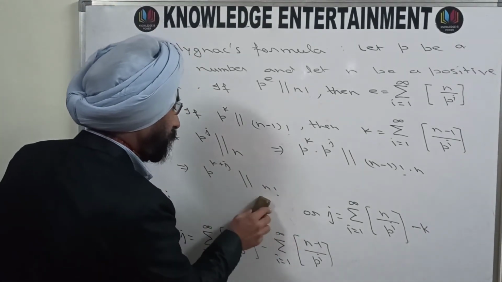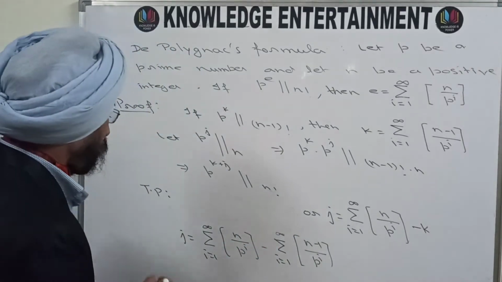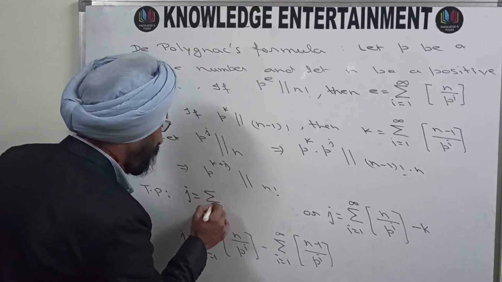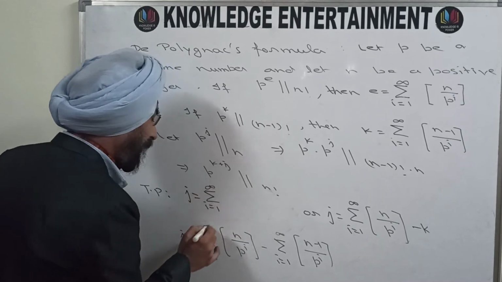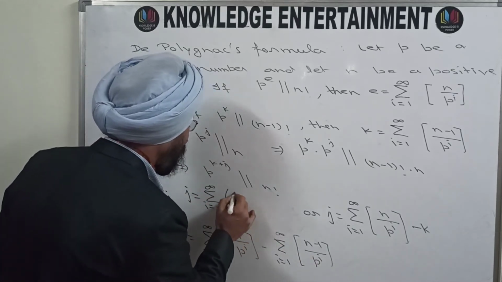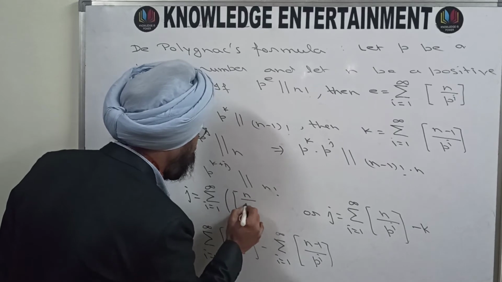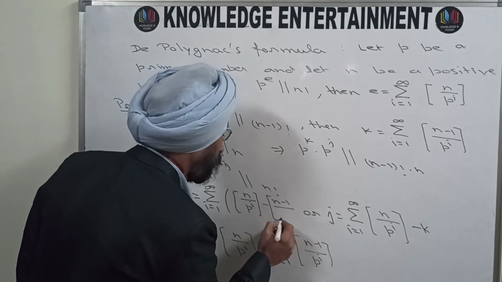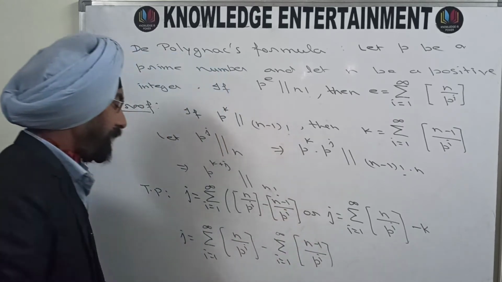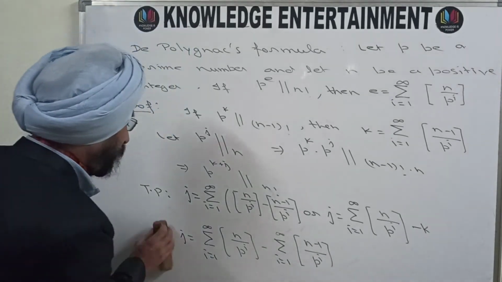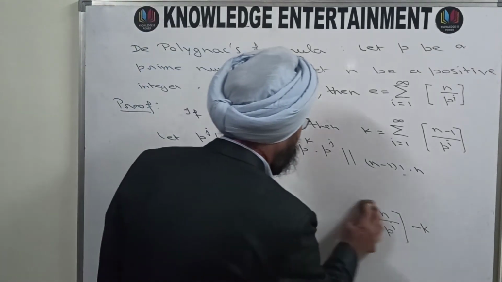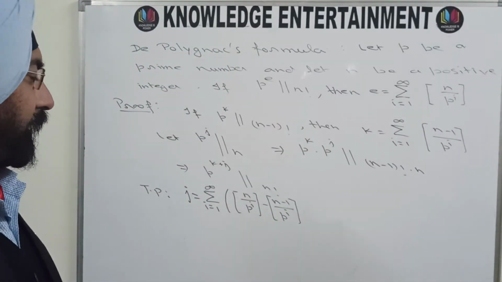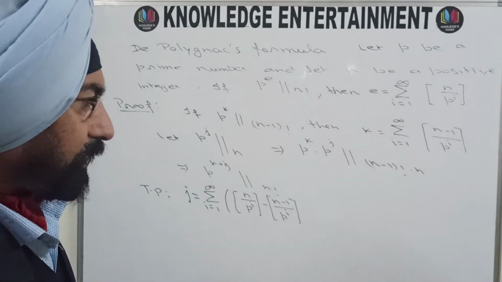So finally, what you are to prove is that j is equal to the summation, taken as one term, i varying from 1 to infinity, and these two terms I am going to collect as the greatest integer of n upon p raised to the power i minus the greatest integer of (n minus 1) upon p raised to the power i. This finally we are to prove. If we can prove this, then the theorem will automatically be proved. And how to prove this? Let us see.